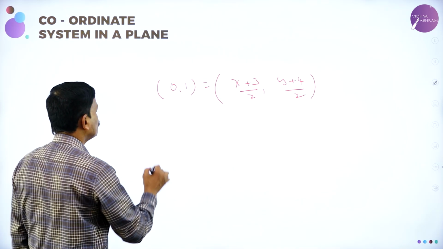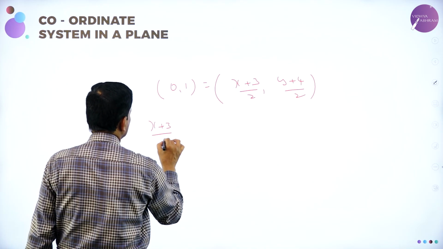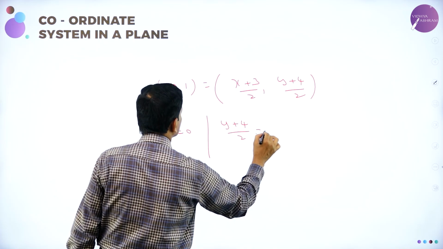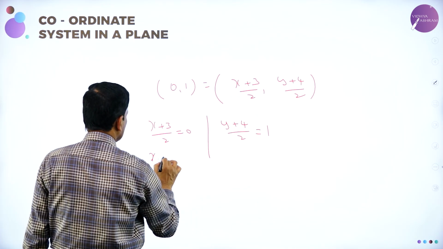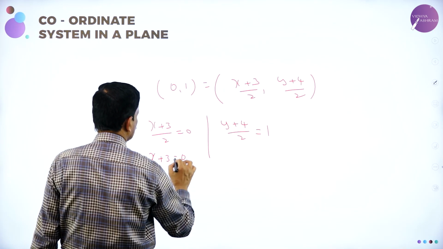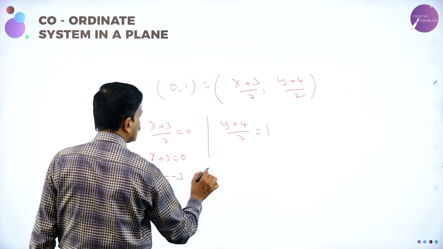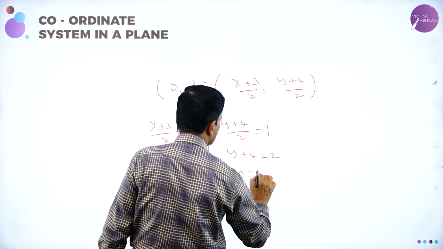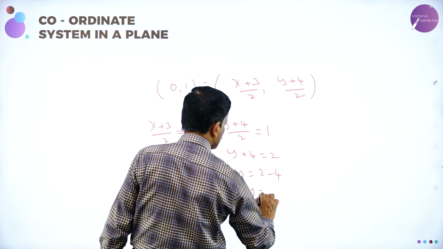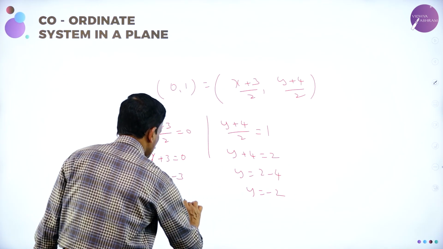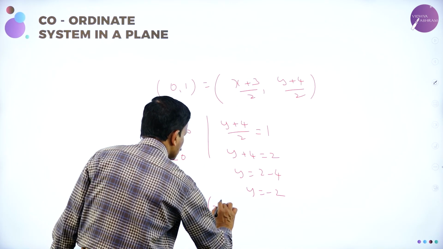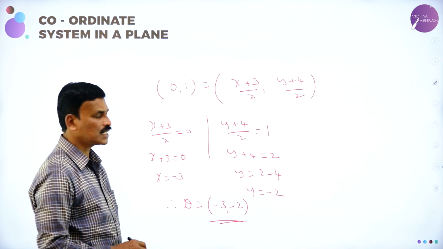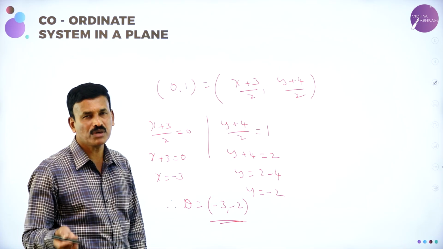Now equate it. (x plus 3) by 2 is equal to 0. On the other hand, (y plus 4) by 2 is equal to 1. Cross multiply. x plus 3 is equal to 0 into 2, which is 0. x is equal to minus 3. y plus 4 is equal to 2 ones are 2. y is equal to 2 minus 4. y is equal to minus 2. So therefore, the fourth vertex D is equal to (minus 3, minus 2). That's it. So the fourth vertex D is equal to (minus 3, minus 2).